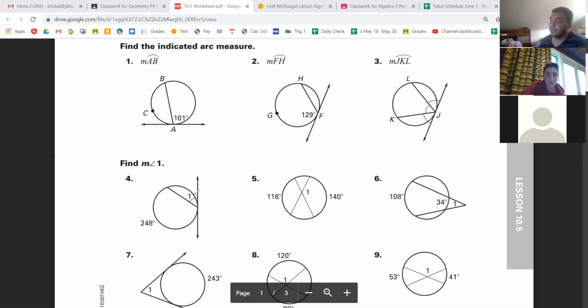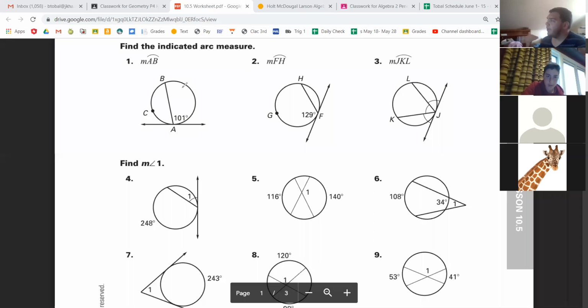First set was 1 through 15 odd, because... Sorry to interrupt you, but quick question. If I'm not able to print this out, can I just write my answers on a blank piece of paper? Yeah, that's fine.